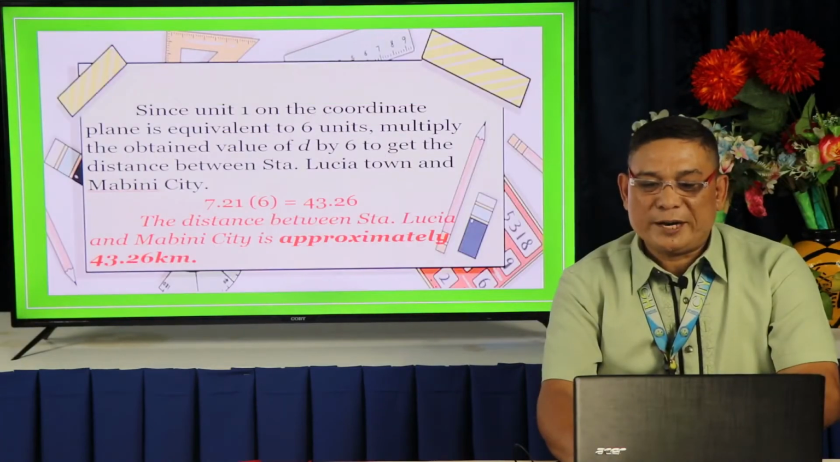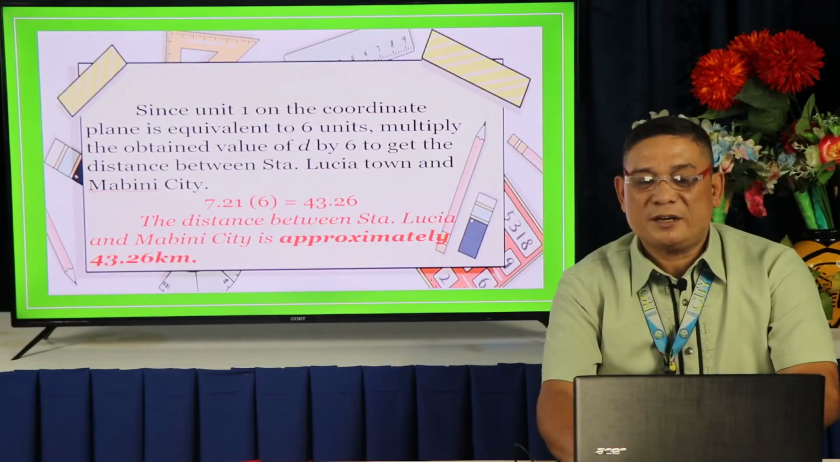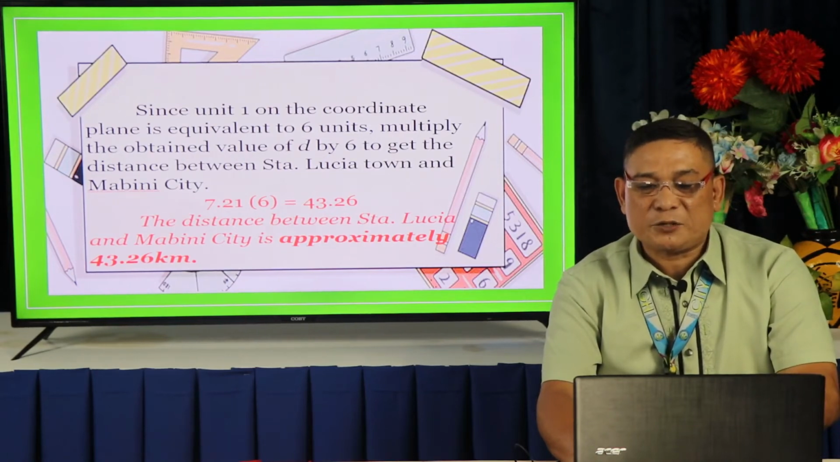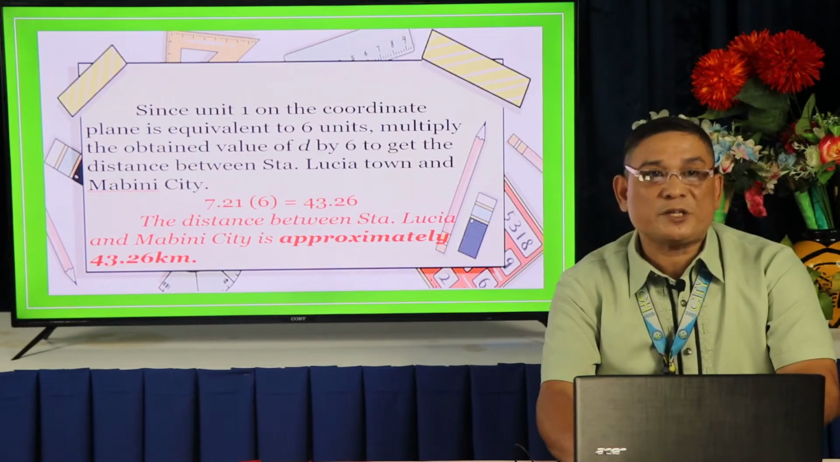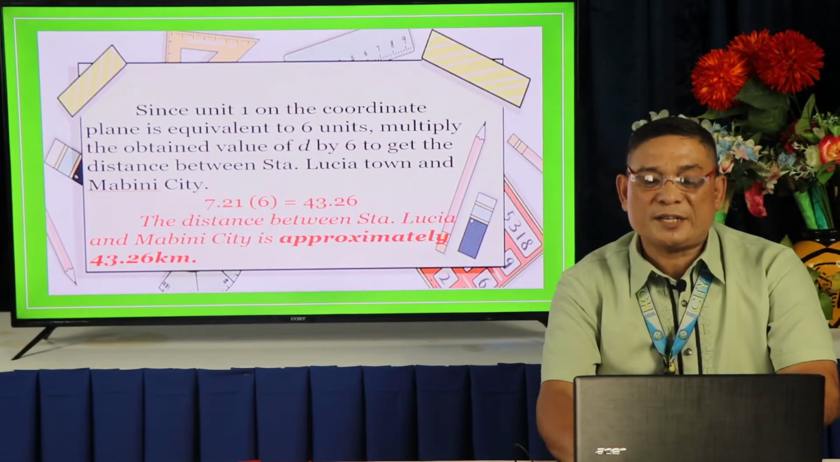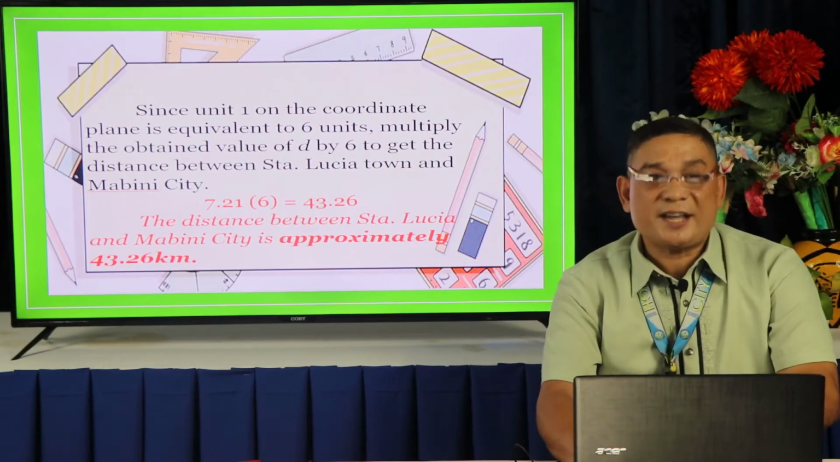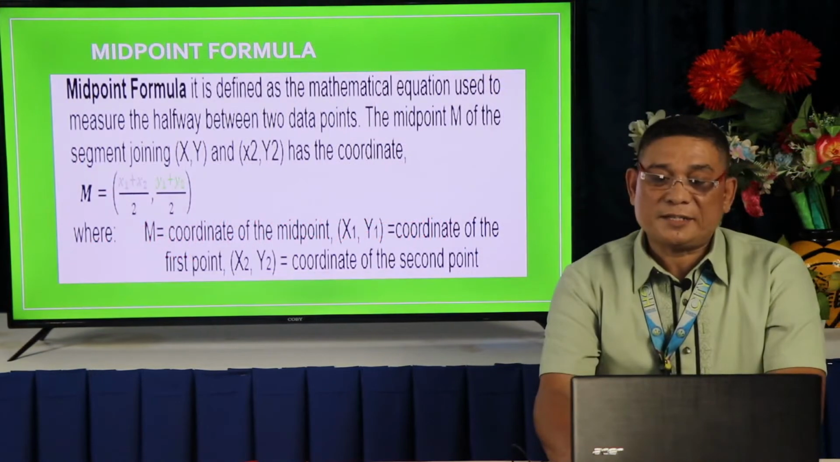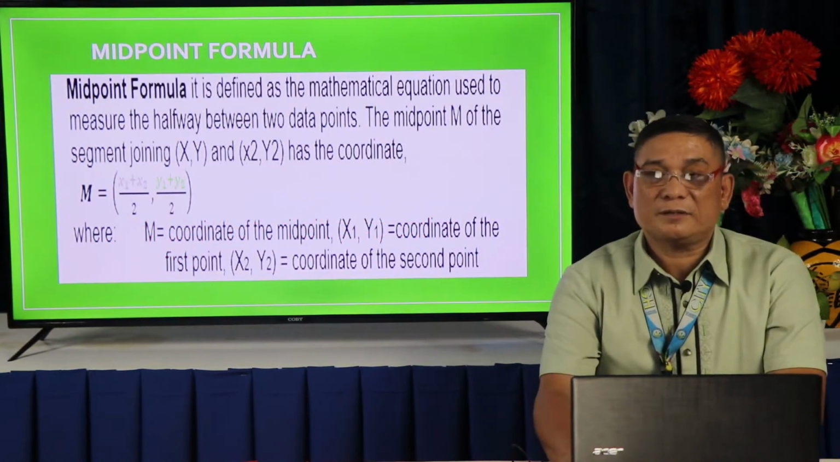Since 1 unit on the coordinate plane is equivalent to 6 kilometers, multiply the obtained value of d by 6 to get the distance between Santa Lucia town and Mabini City. So 7.21 times 6, the answer is approximately 43.26 kilometers. That's easy, right? Now let us discuss the midpoint formula.